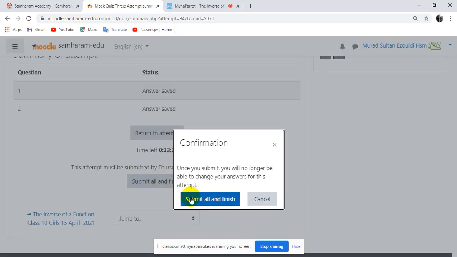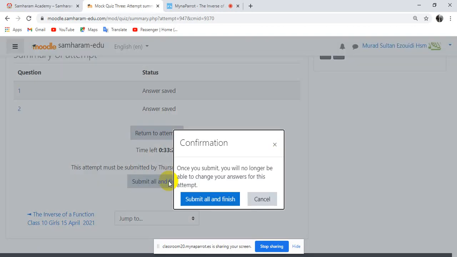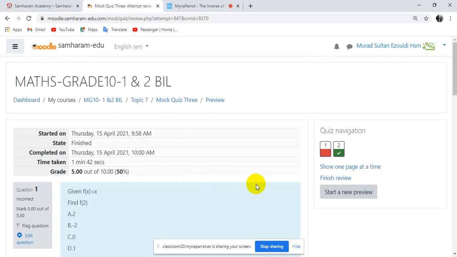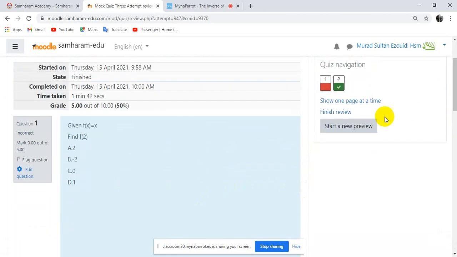Look, you should do like that also. For example, if you make like that, and this one you didn't make submit and finish, it can't be considered. You should make submit, then submit all and finish. Clear? Now it comes. I got 50 marks because the first one is wrong. Clear? Okay. I will repeat again.